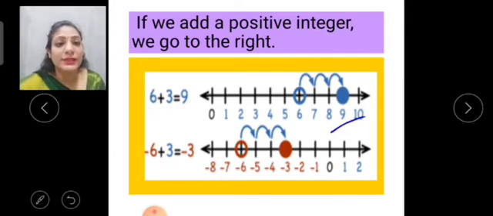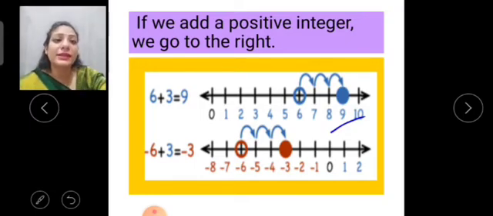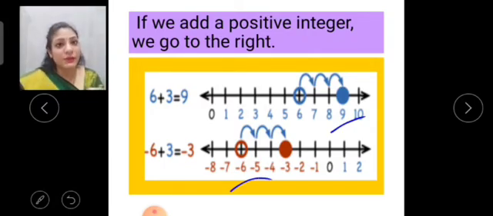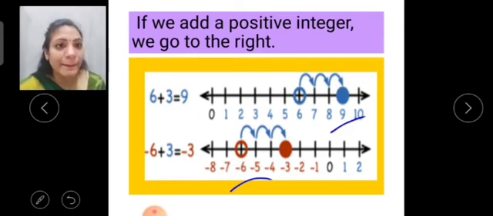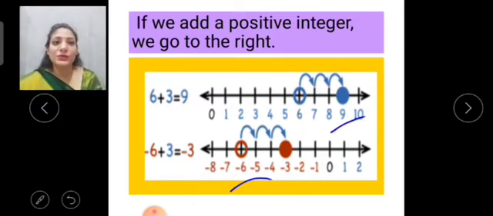Now in the second example, minus 6 plus 3. Here we will start from the minus 6 and we will move 3 steps towards the right, and we will reach minus 3. So here minus 6 plus 3 is equal to minus 3.